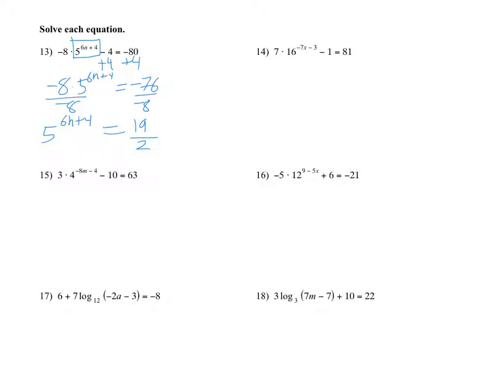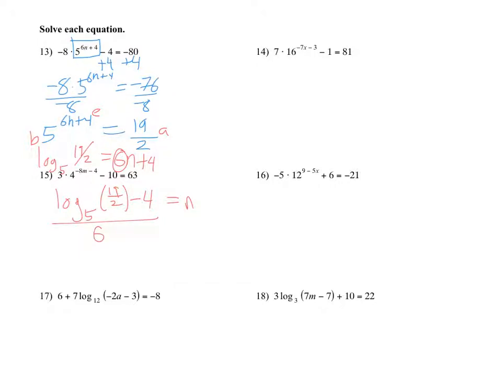Looking at this problem, I'm going to convert this now to log base 5 so that I can get that n by itself. So we've got base, we've got exponent, we've got answer. And in converting this to log form, that's going to be log base 5 of 19 over 2 is equal to 6n plus 4. Finishing this up, I'm going to subtract 4 from both sides, so log base 5 of 19 over 2 minus 4, and then divide both sides by 6 to get the n by itself.